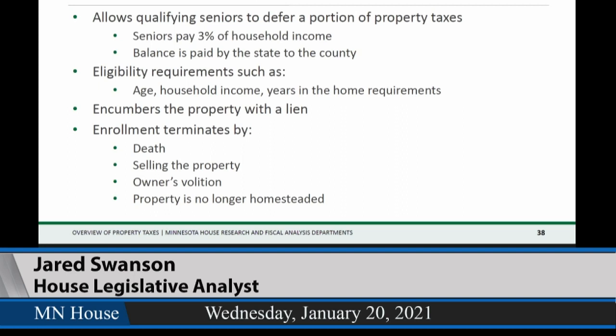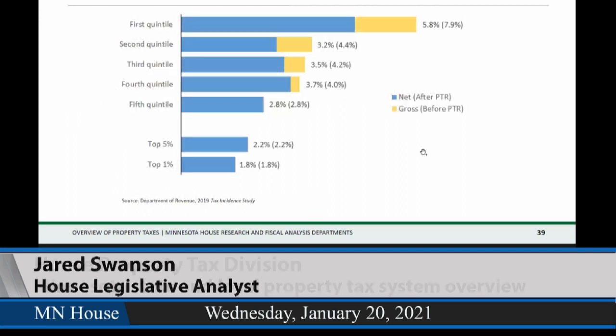Enrollment in the program would terminate if the homeowner died, if the homeowner sold the property, if the property was no longer the homestead of the owner, or if the owner just decided they no longer wanted to defer a portion of their property taxes. Next slide, please.